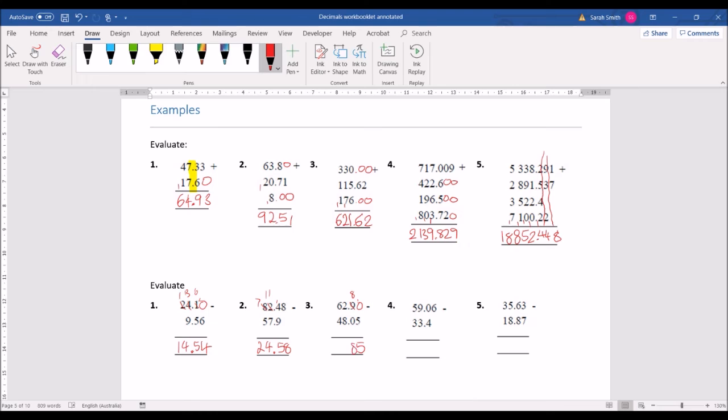8 minus 0 is 8. We put in our decimal point. 2 minus 8 we can't do. 12 minus 8 is 4. 5 minus 4 is 1. 6 minus nothing is 6. We can't do 0 minus nothing. 10 minus 4 is 6. The answer is 25.66. And our final example here, 13 minus 7 is 6.